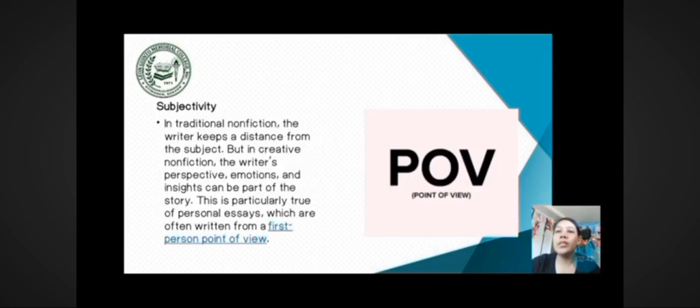The next one is the subjectivity. So in traditional nonfiction, the writer keeps a distance from the subject. But in creative nonfiction, the writer's perspective, emotions, and insights can be part of the story. This is particularly true of personal essays, which are often written from a first-person point of view. So subjectivity is sharing personal feelings, opinions, or thoughts rather than just facts.